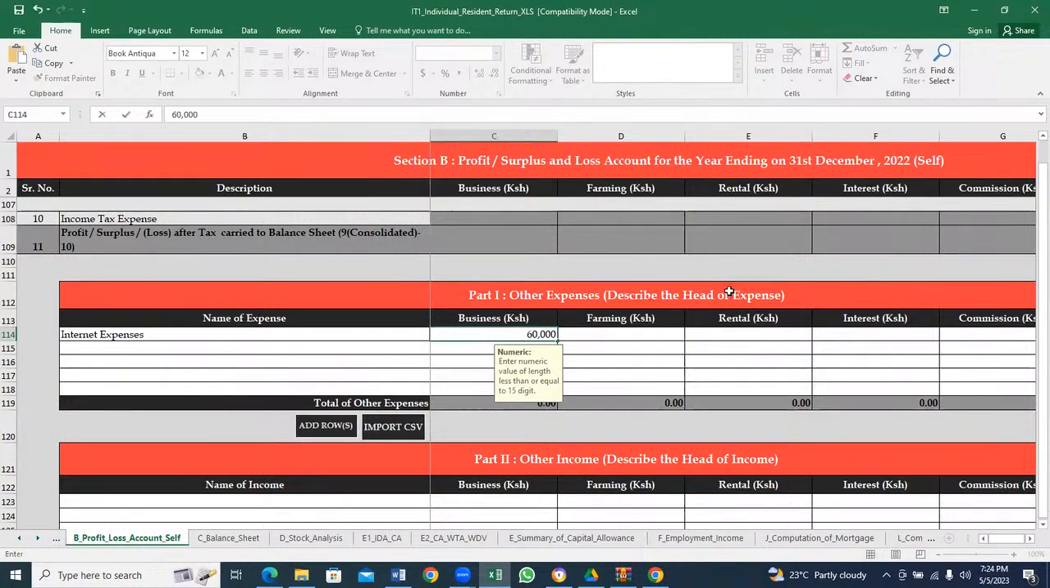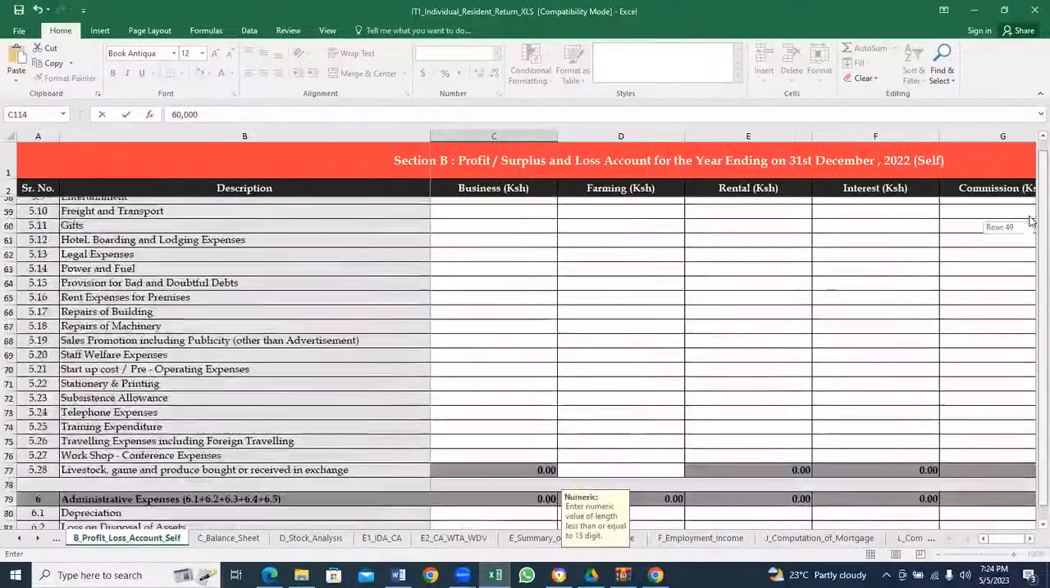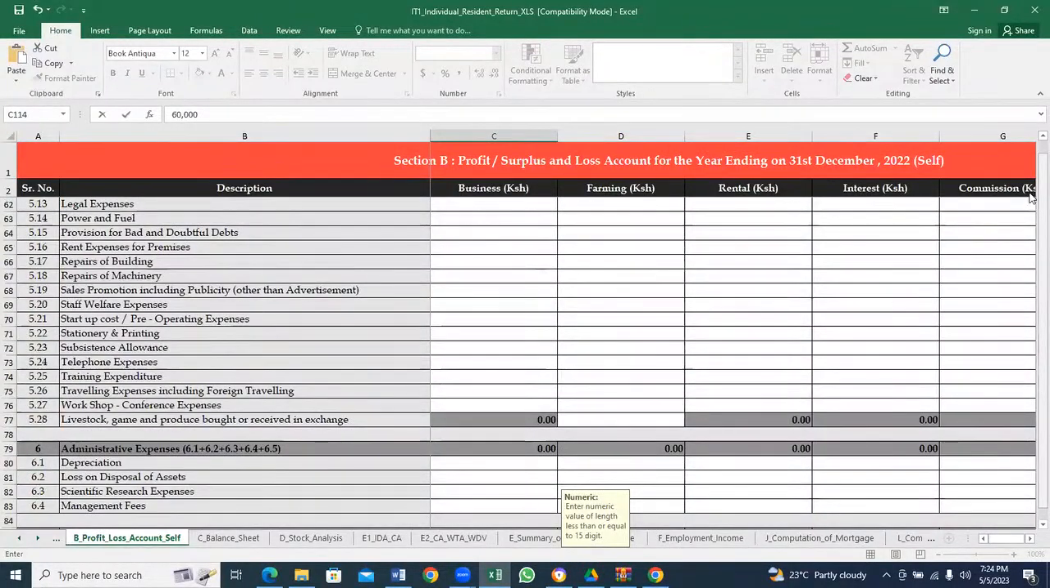60,000 you can see. Next, I have traveling expenses. So I will look for traveling expenses. Traveling expenses should be under which category? Is it admin? Yeah, you can see it's here. It's under operating expenses. Upper 5.26. That's row 75. It's a figure of how much? 50,000 only. Please don't ask why I'm not claiming the whole 100. I'm only claiming 50. You should know that.